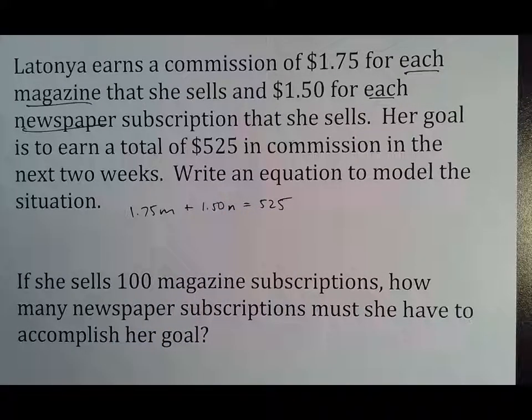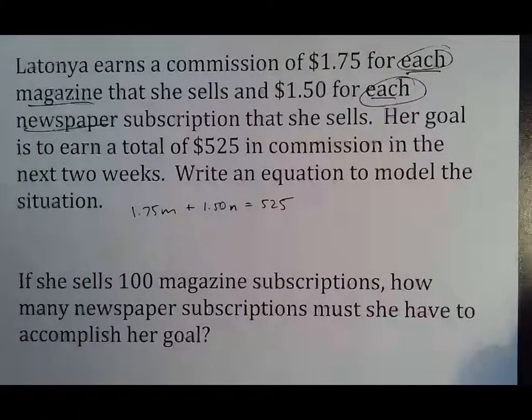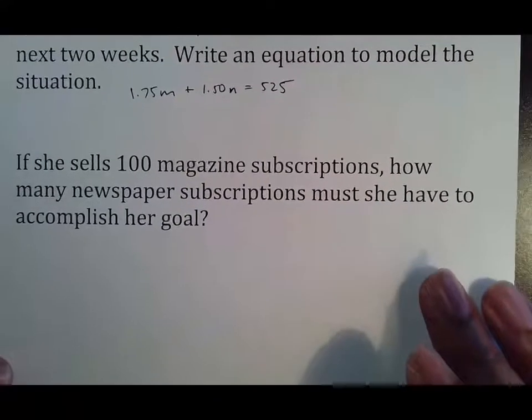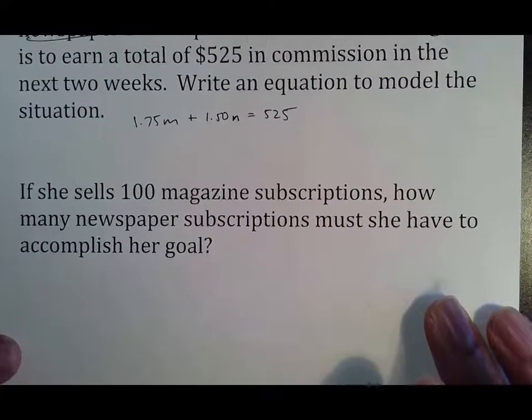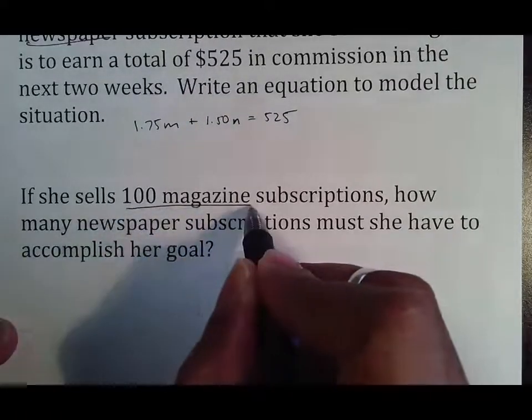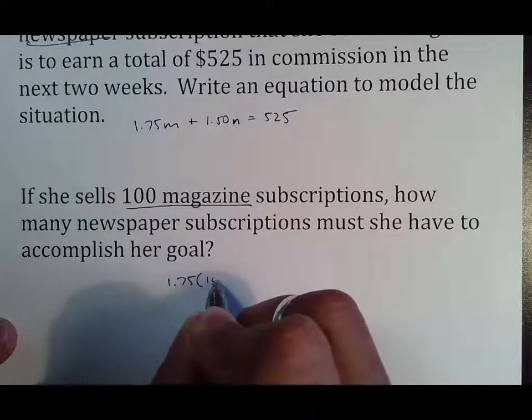That's your equation. But again, the key thing is you have 2 words that are telling you you're going to have a variable, and so that's how you know it's going to be standard form. If she sells 100 magazine subscriptions, how many newspaper subscriptions must she sell to accomplish her goal? Well, that's where having your variable there helps. It says 100 magazine subscriptions, so we take 100 and plug it into here.